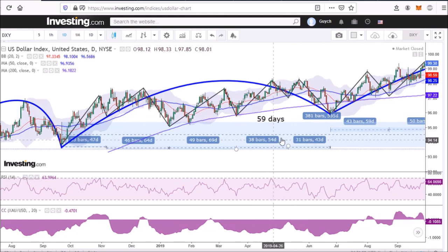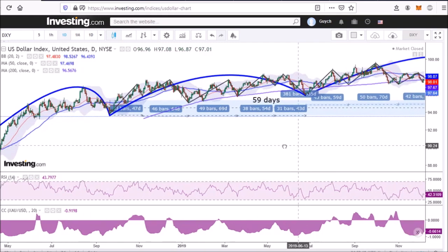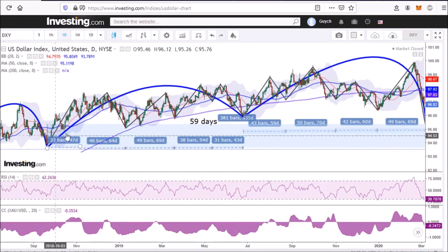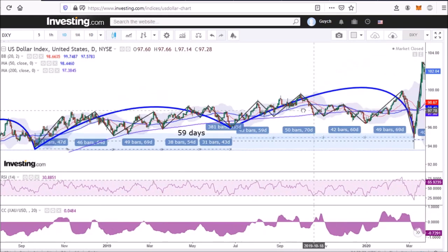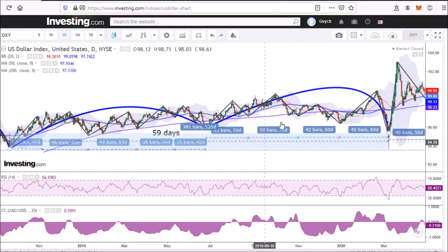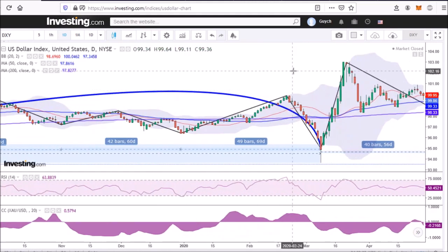And generally we see that the cycles in the US dollar index form both short-term as well as intermediate cycles. And the short-term cycles on the US dollar usually last for about a couple of months. For example, in the last couple of years, since the middle of 2018, the average for these short-term daily cycles was 59 days for the US dollar index.